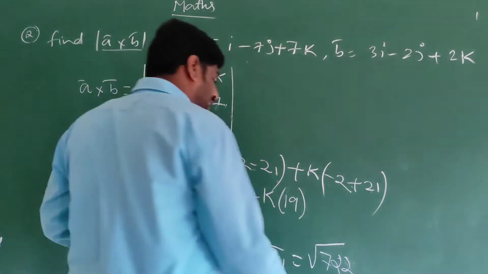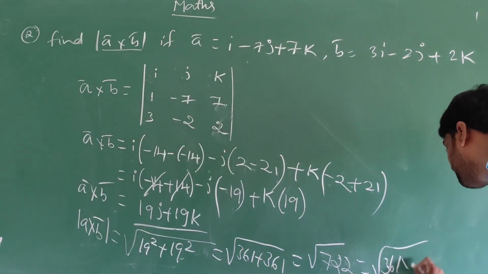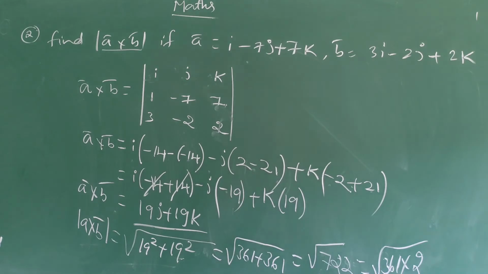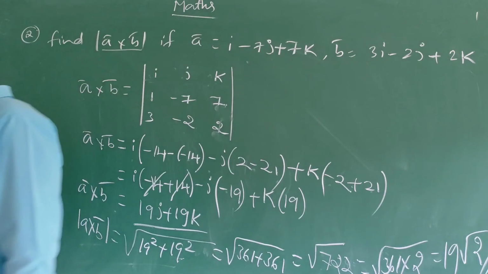722 can be written as 361 into 2. 361 into 2 is nothing but 722. Square root of 361 is 19. That is 19 root 2. This is the magnitude of A bar cross B bar. This is the solution for problem number 2. We will move on. Next problem.